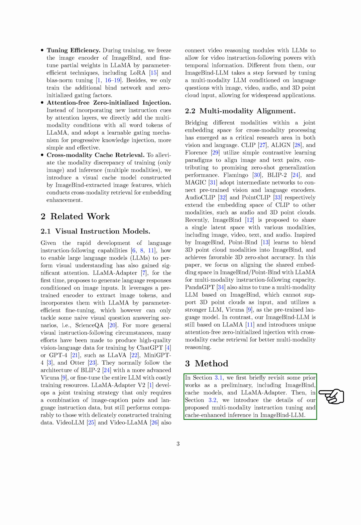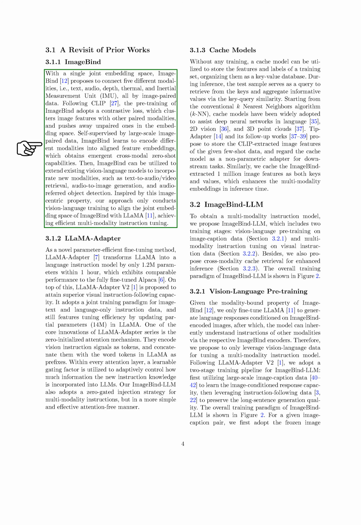Now, let's briefly revisit some prior works, including ImageBind, cache models, and LLaMA adapter. ImageBind proposes to connect 5 different modalities, namely text, audio, depth, thermal, and inertial measurement unit, IMU, all by image paired data. It uses a contrastive loss during pre-training, which clusters image features with other paired modalities and pushes away unpaired ones in the embedding space. This allows ImageBind to encode different modalities into aligned feature embeddings, which can then be used to extend existing vision language models to incorporate new modalities.